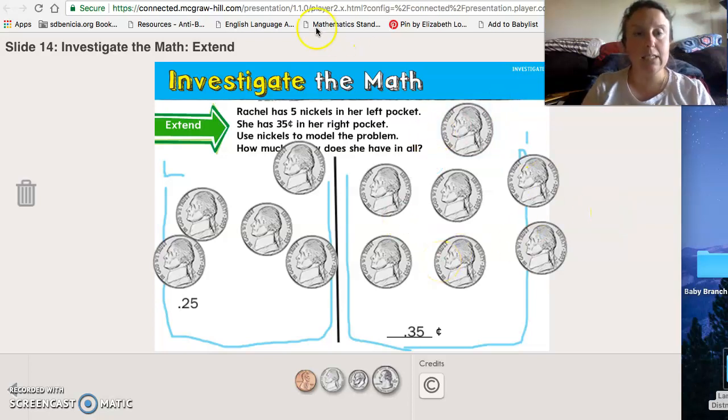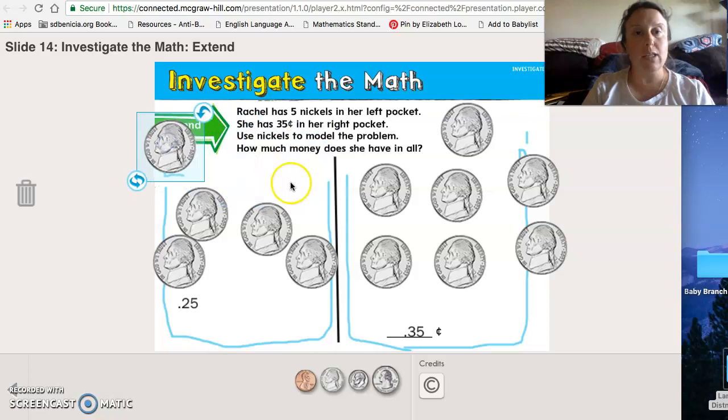And it says in the question, they want to know how much money she has in all. So how can we figure that out? Well, we can count all of the money here. So let's count it. We know that this is 35. Now, there's 2 ways to do this. In the beginning of 1st grade, we would have counted all of these coins again and then added these ones, but you can count on. So let's try it. So we know this is 35.